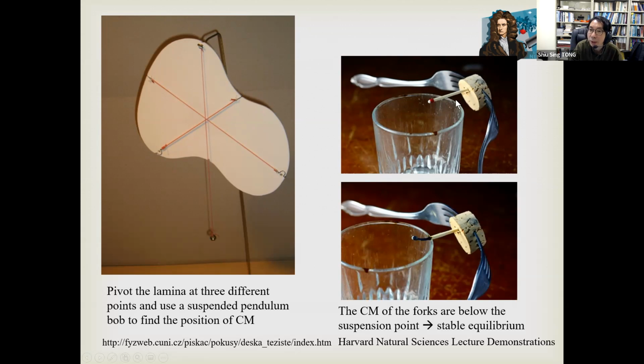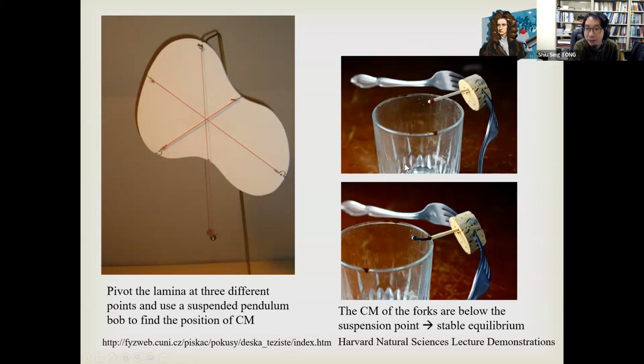This is also another trick. It looks unstable, but actually it is stable. Why? Because the fork is placed lower than the point of suspension. So the center of mass position is actually somewhere below the point of suspension. And so when the whole body is slightly disturbed, the center of mass position will be raised, and the torque it produces will tend to restore the equilibrium.